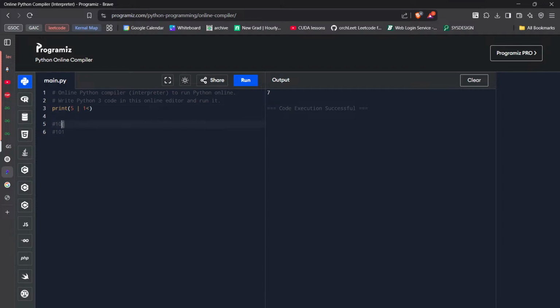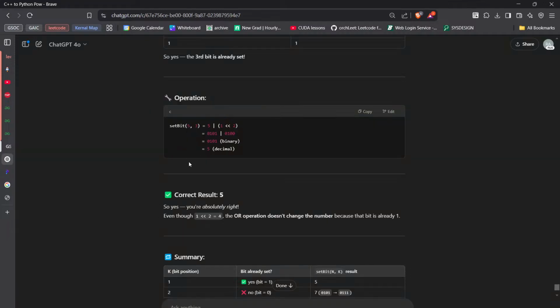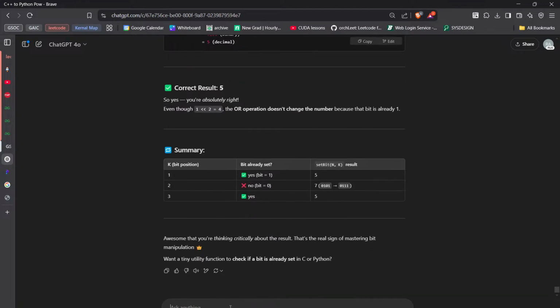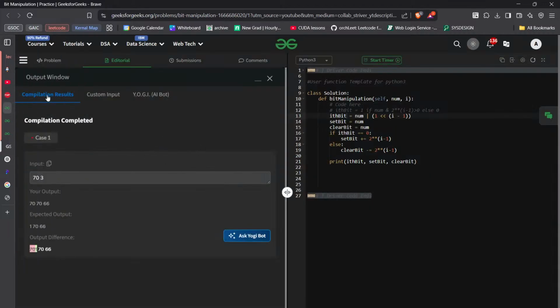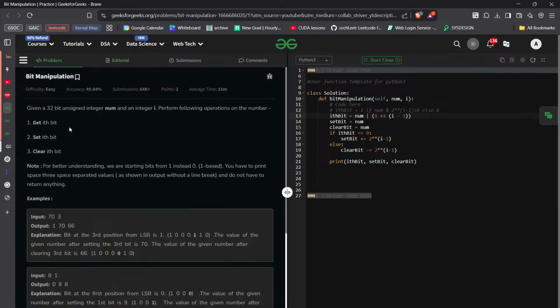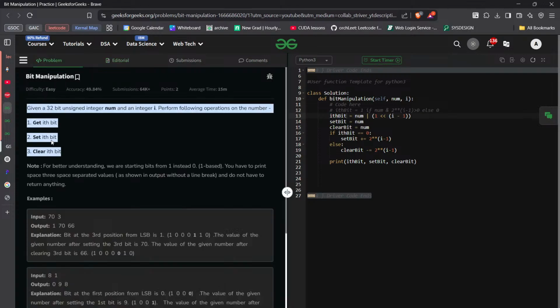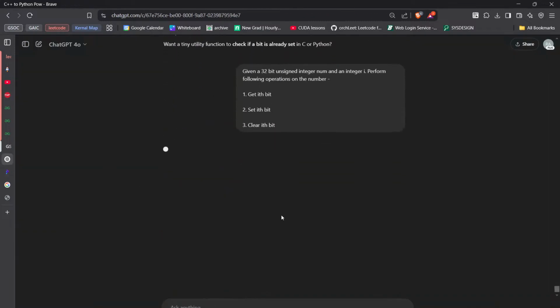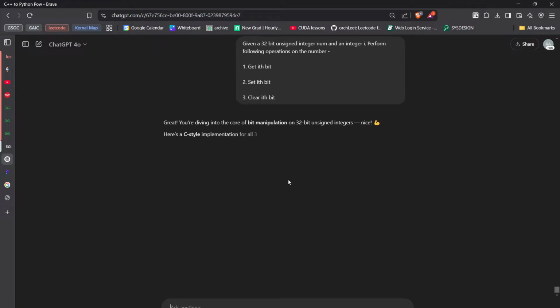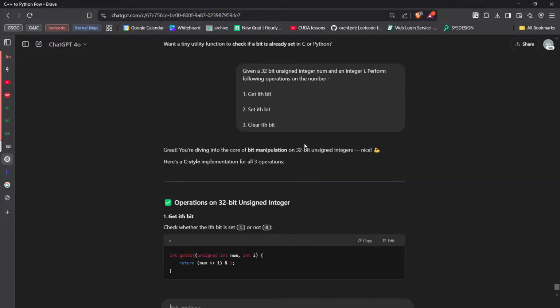One left shifted by 1. This is 1 left shifted by 1 now. This should be 7. Oh. Okay. Not C, bro.